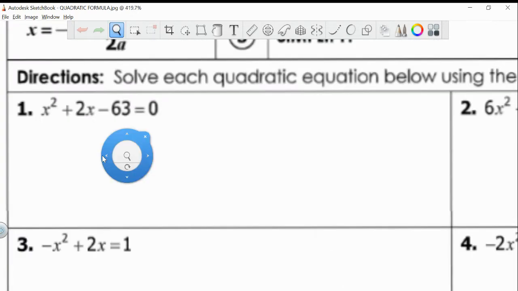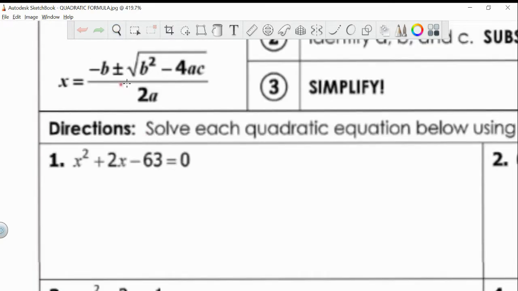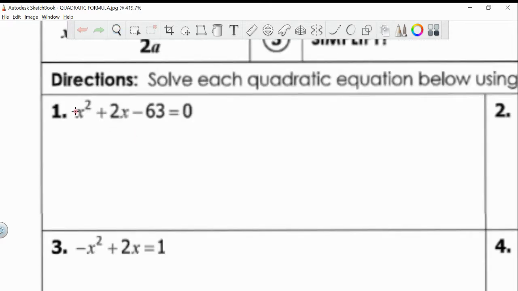If we look at a question like number 1, we've got a quadratic because we've got x squared, and it equals 0, so everything's on one side. The bottom line is, let's try not to use the quadratic formula if possible. Let's see if we can avoid using it. Can we just solve this using factoring?